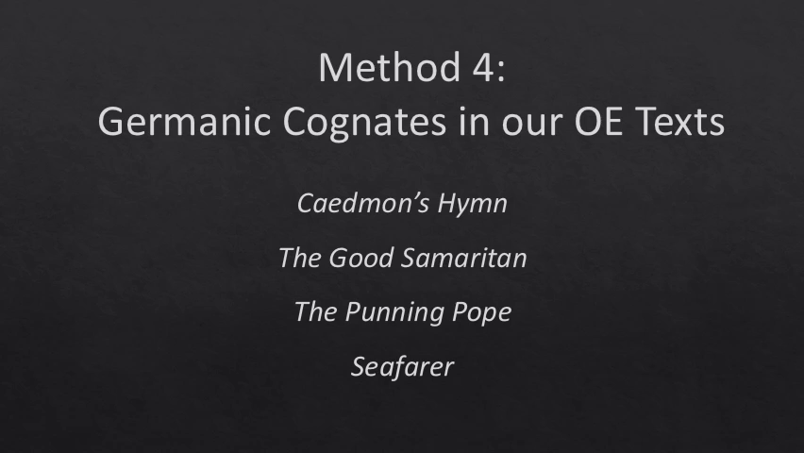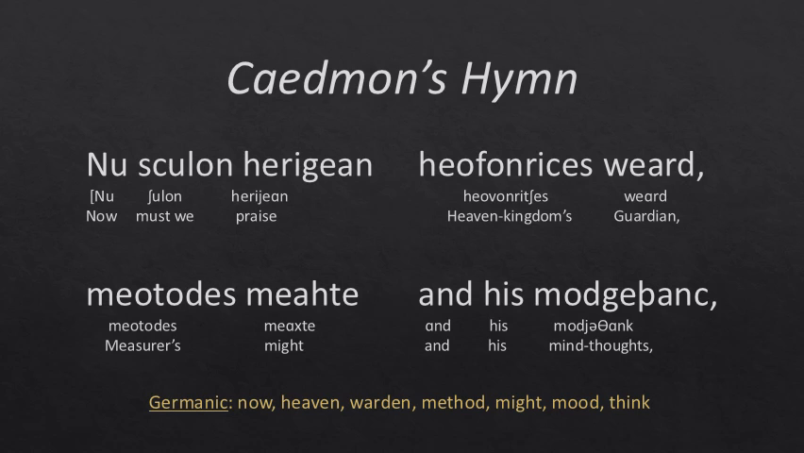Method 4. As part of your homework, I'll ask you to go back through the four texts we've looked at, Cadman, Good Samaritan, Punning Pope, and Seafarer, and from each to come up with some words which tell you that they are not French. They couldn't be, right? This is pre-1066, Old English. But they are Germanic. How do you do that? Let's take Cadman. You can tell that a modern English word goes all the way back to Old English. It's good Anglo-Saxon stock and is not French.